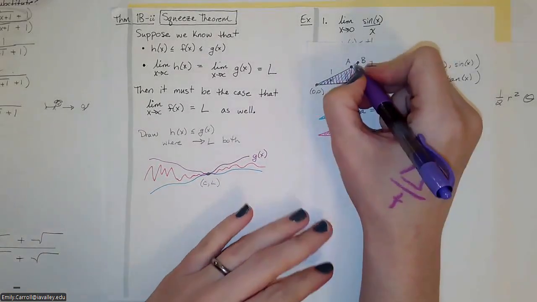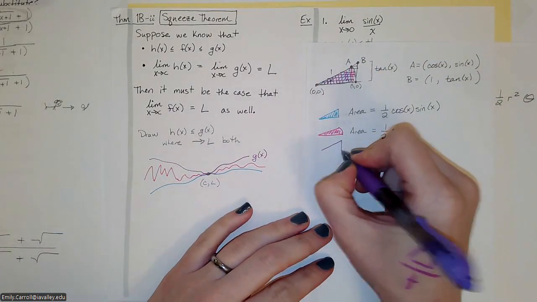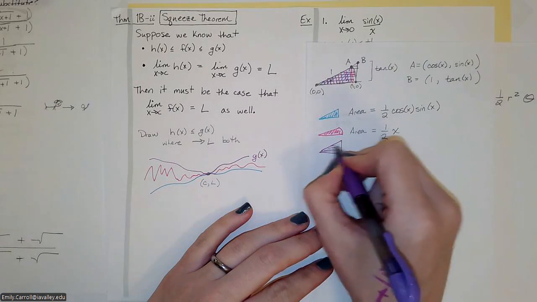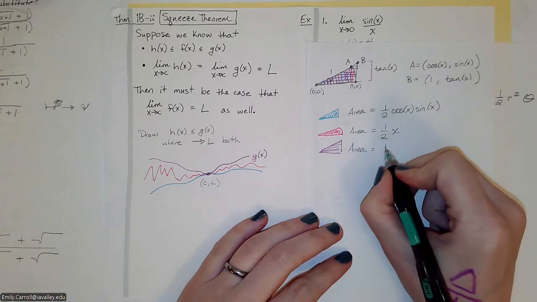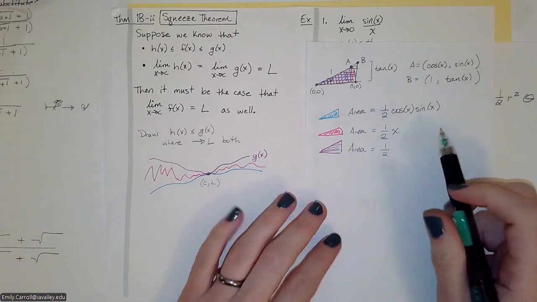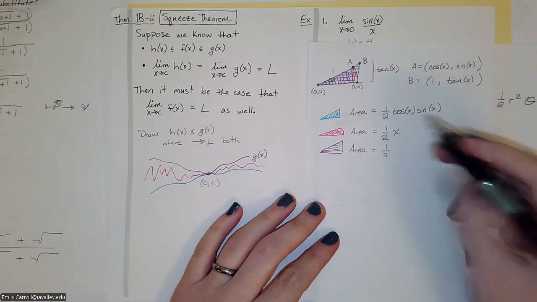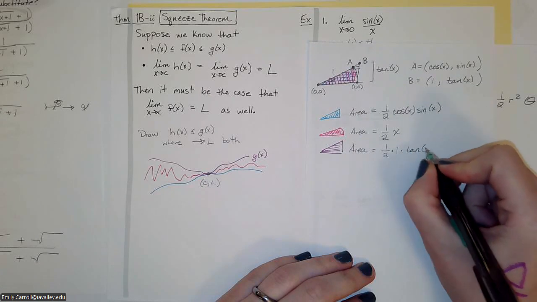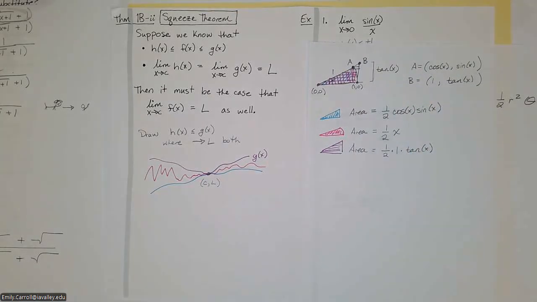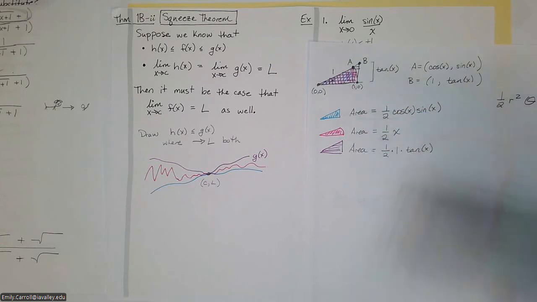Then the third area is going to be the bigger triangle. Doing 1/2 base times height. Got 1/2. The base is this length here. That is 1 because that point sits on the unit circle. And the height is tangent. And we can see from the way that we drew this picture that this is the smallest, this is in the middle, and this is the biggest.